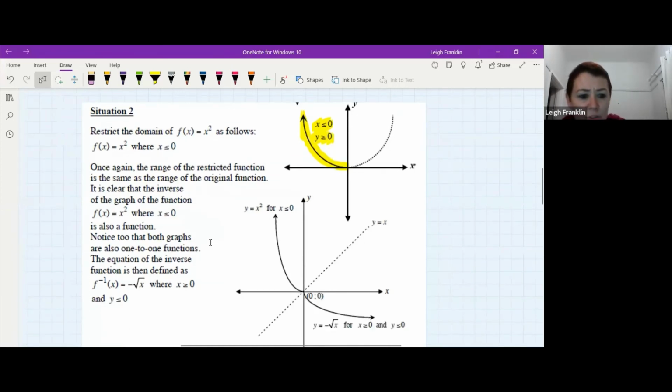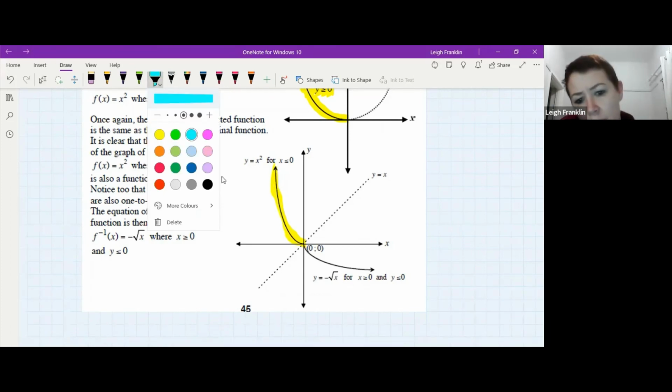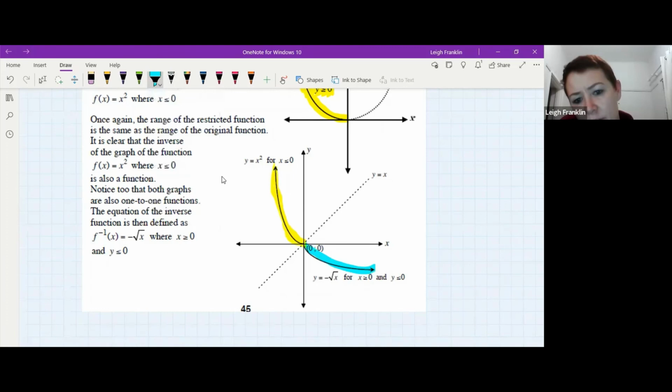So we place a restriction on the domain of our original function. So we just have that arm of the parabola that's drawn, right? We invert it over the line, or reflect it over the line y equals x, and we end up with a graph that looks like that. Okay, now what we are looking at is the graph of y equals minus root x.